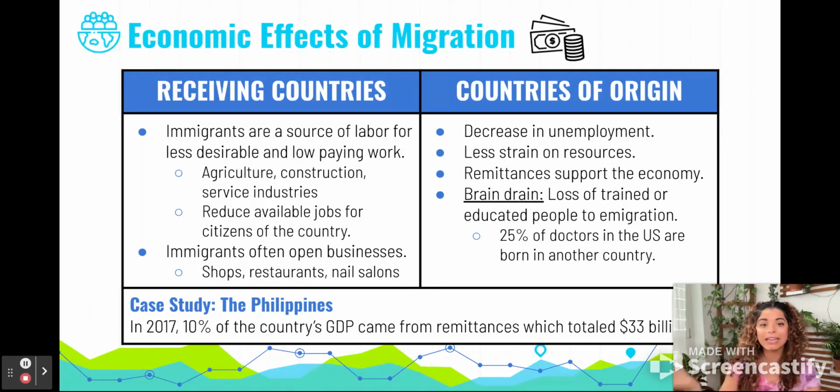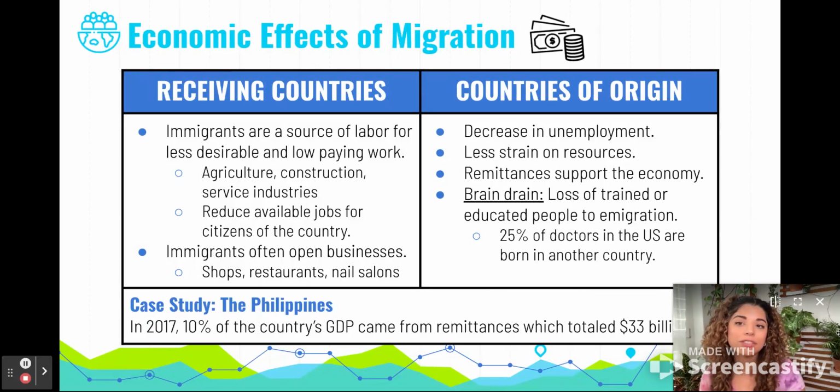So typically people who migrate, who come into a country, tend to pick up work that is low paying or not as desirable. So let's say in agriculture, construction, service industries, these tend to be really exhausting, labor intensive jobs. This does reduce jobs available for citizens of that country, but these are typically jobs that people are not taking and don't want anyway. Immigrants also often open businesses, shops, restaurants, nail salons, all kinds of things, maybe markets. And that then becomes part of the colorful culture of that area, right?